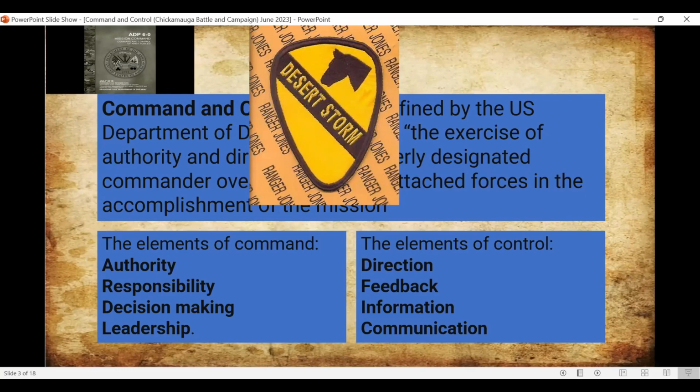We have provided direction. We have gotten feedback from our commanders on how they're going to execute our missions. We've gathered information and intelligence. We've communicated my intent down to subordinate units. Decision-making, responsibility, his authority, and certainly his leadership. I think that's very appropriate to start off with, because we're going to talk about things tonight very similar in these elements of command and control, and I'll be talking about those as we go through the presentation.